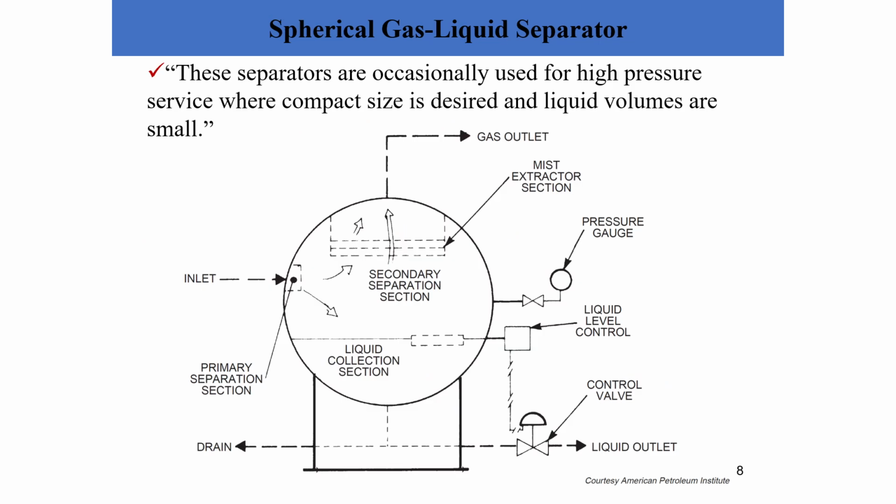And this sketch shows the dimensions and the design for the last configuration, which is the spherical gas liquid separator. And normally these separators will be used for high pressure service, and they are, in fact, not very common in the industry, but you can find them in some industries, similar to the vertical and horizontal separators.